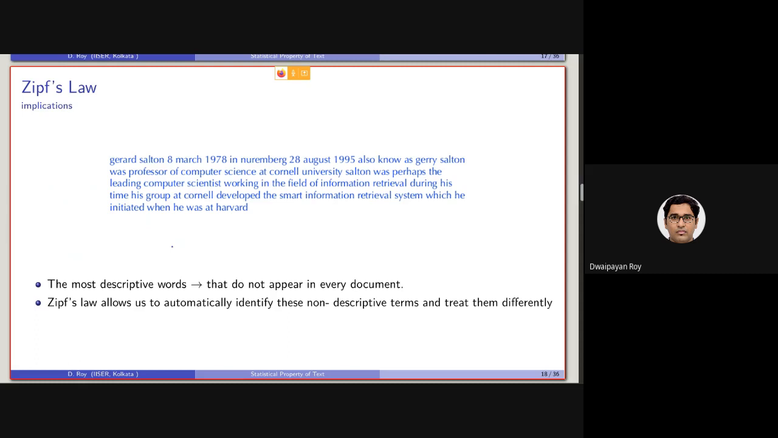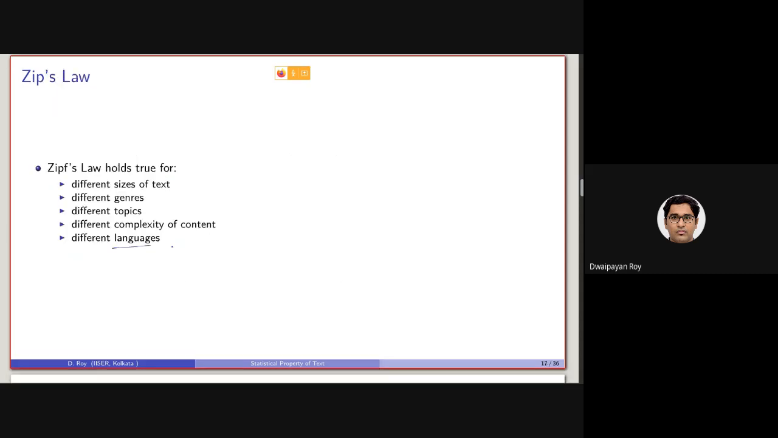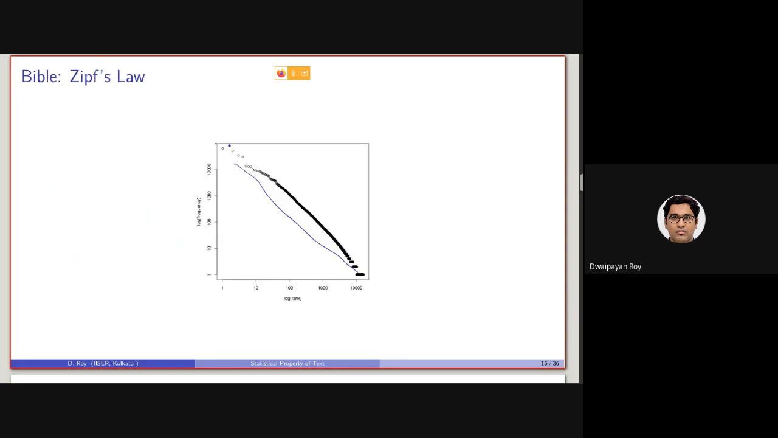Now, what is this Zipf's law actually implying for us? It implies that the most descriptive terms are those terms that are not appearing in every document. So basically, from this plot, we can discard the terms having high occurrence, which means they occur very frequently and do not possess any discriminating factor to discriminate a document from being relevant to being non-relevant.